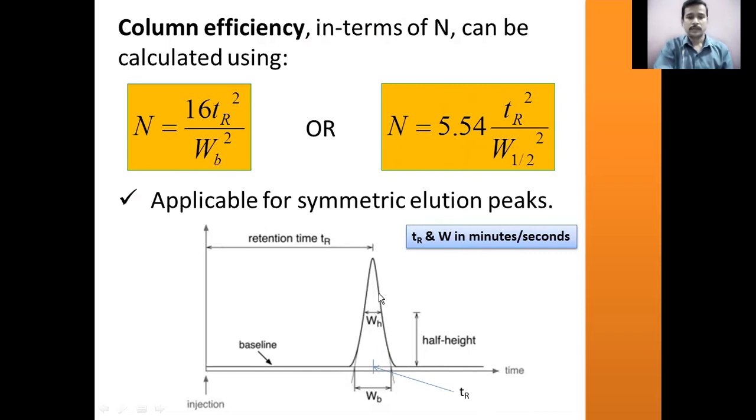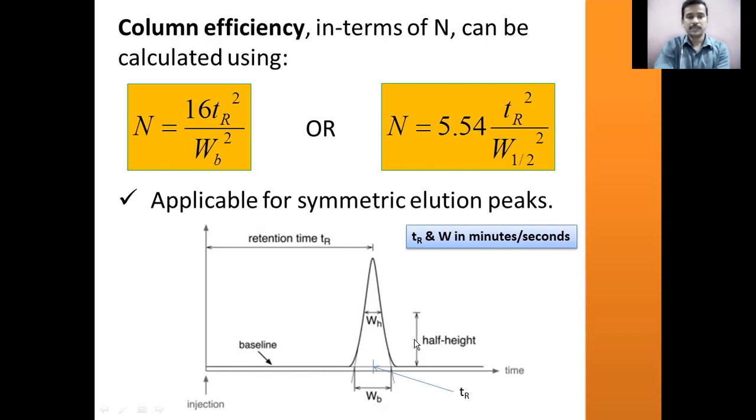So if the chromatographic peak is symmetric, as I told earlier, say this is the retention time you assume, and from the retention time towards the left hand side, what is the distance you note down, and if the distance towards the right hand side is the same, then this peak will be symmetric. So these two equations are applicable to calculate the number of theoretical plates only for symmetric elution peaks, right? So you can get TR and W from the chromatogram, and you can calculate the number of theoretical plates for such symmetric peaks.